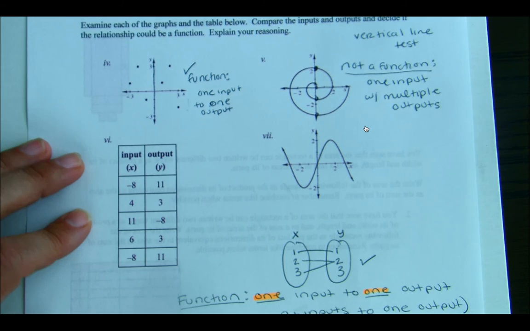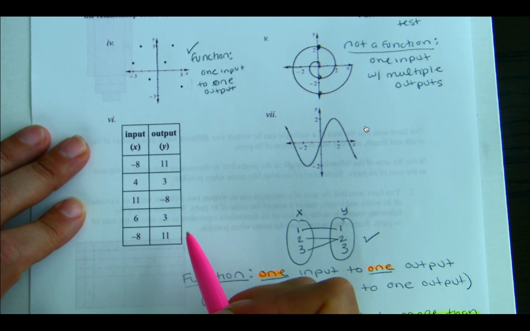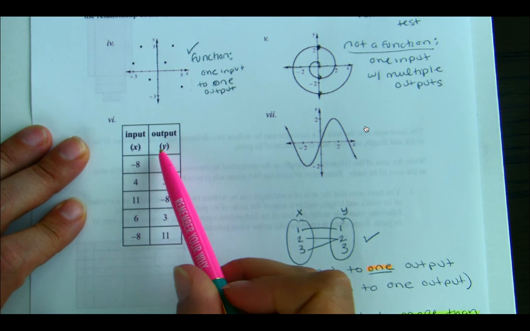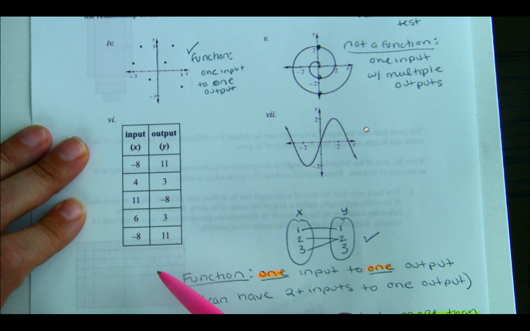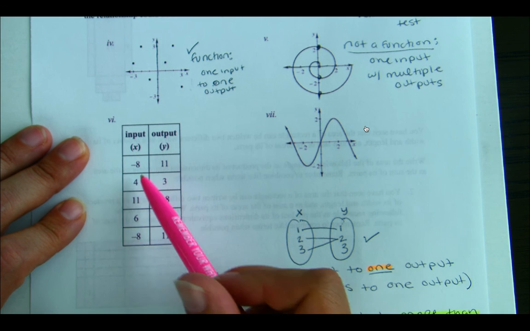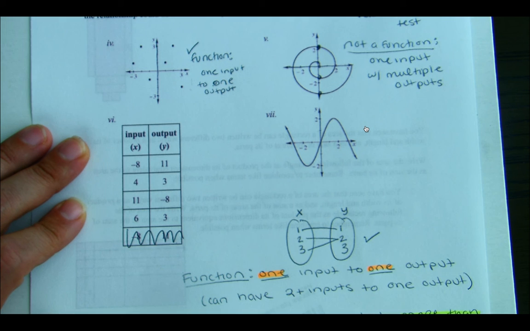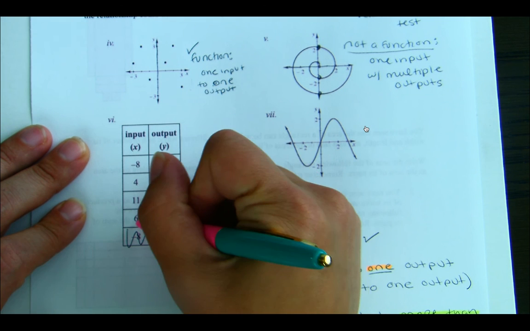The next one down here, for this table, is kind of tricky. It's trying to trick you, honestly. If you notice, I have repeats in my output. I have 11 repeated. I have 3 repeated. But if you look at the input, these are the same points. So I'm going to cross this one out because it's the same point. The next one we need to worry about then is this 4, 3, 6, 3.